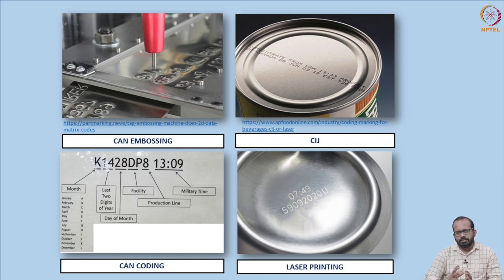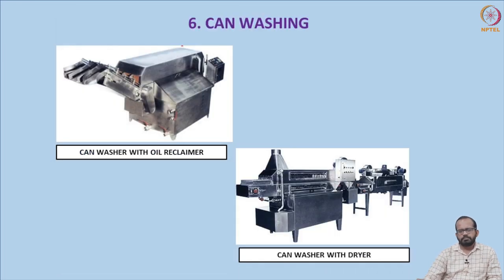To read a particular can, the coding on the can is also very important. The first letter usually indicates the month, followed by the last two digits of the year, and the day of the month is also marked. Then the facility code is marked, then the production line code is also marked, then the time is also marked. So this is the particular can code, embossed or printed over the can surface, which will provide this kind of information.